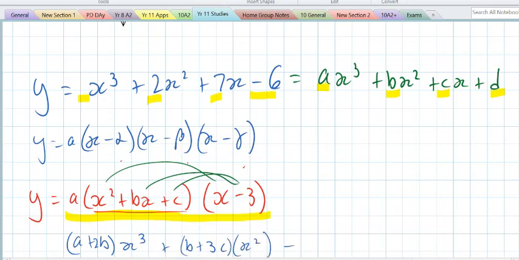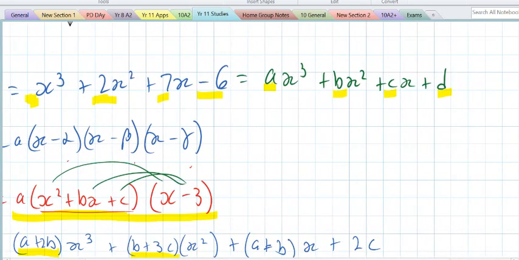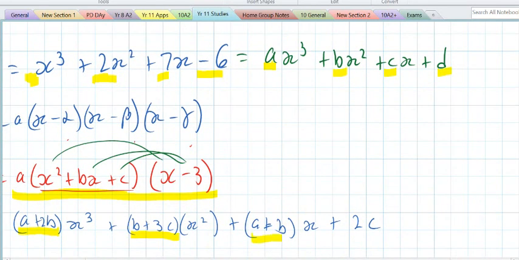So, take, just another plus, a plus b x plus whatever, plus, let's go 2c. And then we'd have to say that, alright, a plus 2b equals 1, b plus 3c equals 2, a take b equals 7, and 2c equals minus 6.